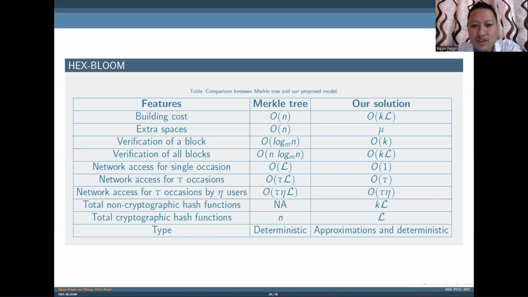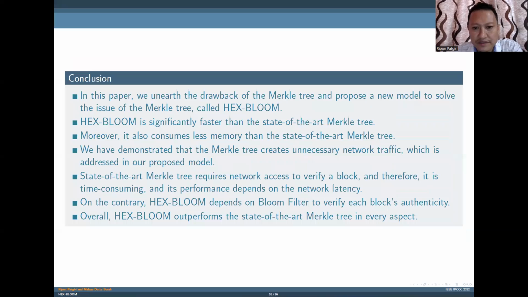So this is the comparison with Merkle tree. Our solution takes big O of k times L, which is less than big O of n log n, and big O of L, where our solution takes big O of 1 extra space. So Merkle tree is deterministic. Our solution is probabilistic and deterministic.